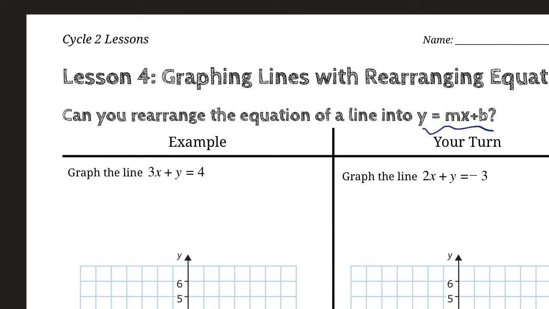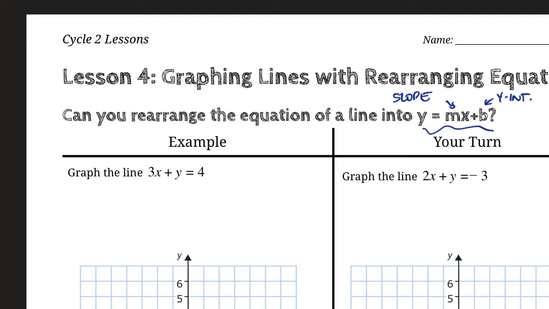So the key is, and the reason why this is useful is because remember, m in this equation stands for the slope, and b stands for the y-intercept. I'm going to just put y-int for short form. So when we look at an equation like this, it's not clear what the slope and the y-intercept are because it's not in this form. So we're going to have to change it around.